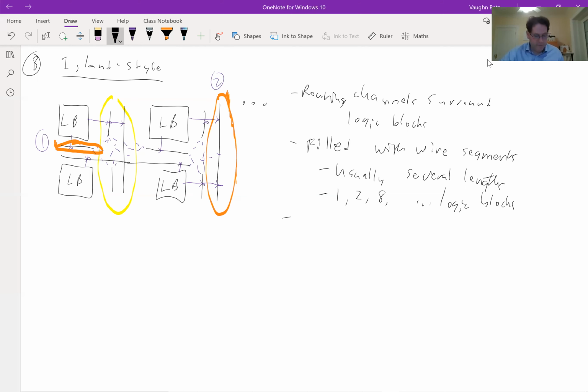Okay, so that can't get us too far though, and doesn't get us in diagonal directions. So we also need programmable switches.